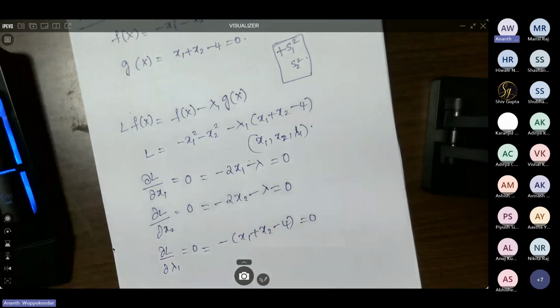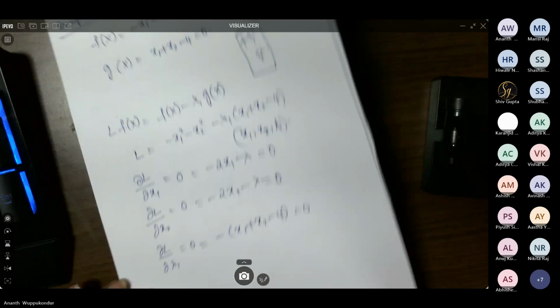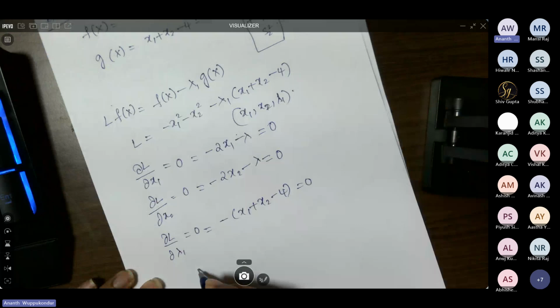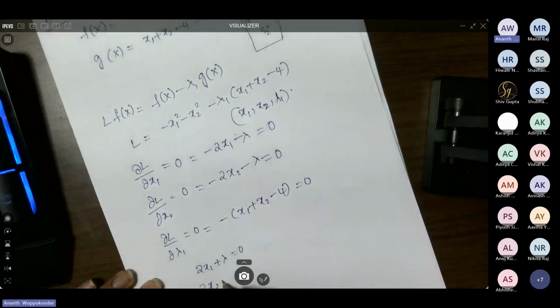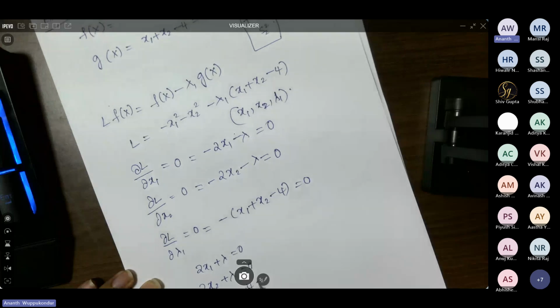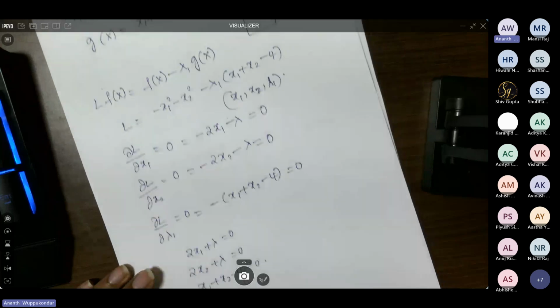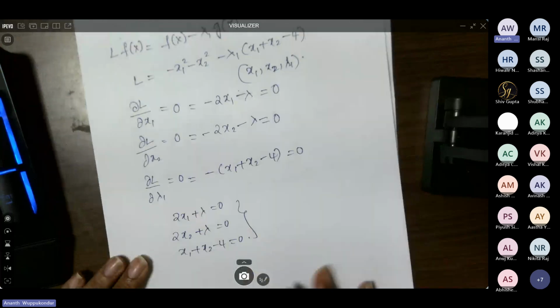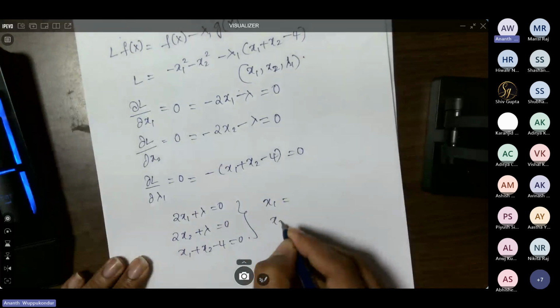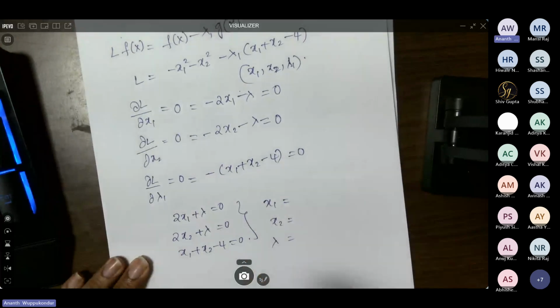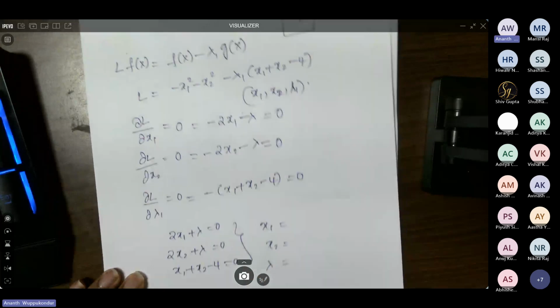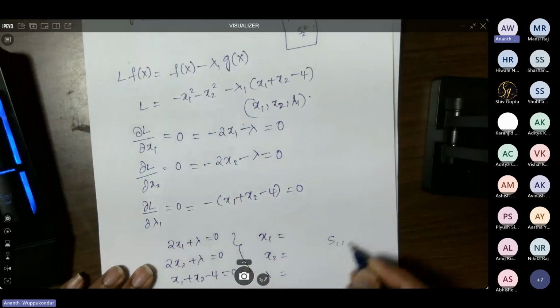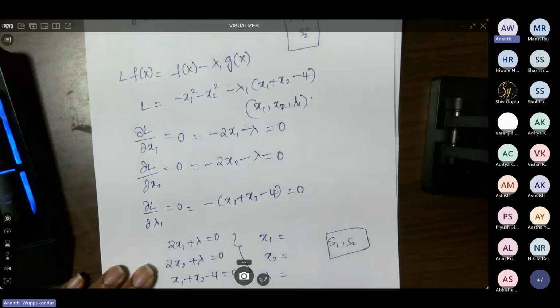So these are the three sets of equations that we have, and we have three unknowns. So 2x1 plus lambda equals 0, 2x2 plus lambda equals 0, and then x1 plus x2 minus 4 equals 0. You can solve these three equations and find out what x1, x2, and lambda are. Here we don't have the two terms s1 and s2, so we don't have to differentiate with respect to them.